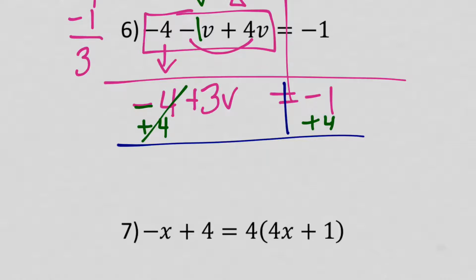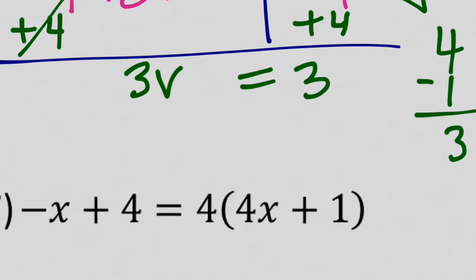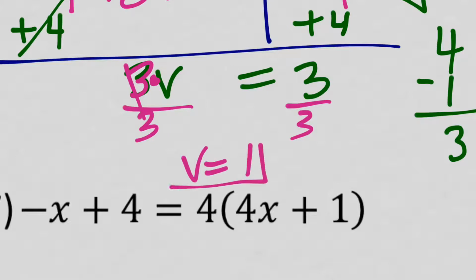So negative 4 plus 4 cancel out, and I'm left with positive 3v equals positive 3. Because negative 1 plus 4 means the same as 4 minus 1. They have different signs, so I have to subtract them, and I keep the sign of the bigger number, which is 4, so positive. Last, I have a number in front of my v, so the opposite of multiplying by 3 is to divide by 3 to both sides. This is how I get v equals 1.